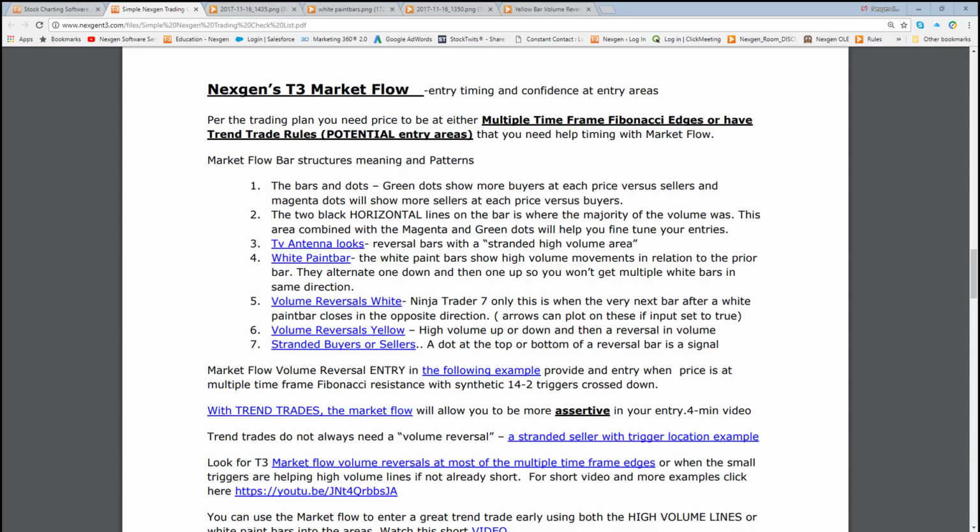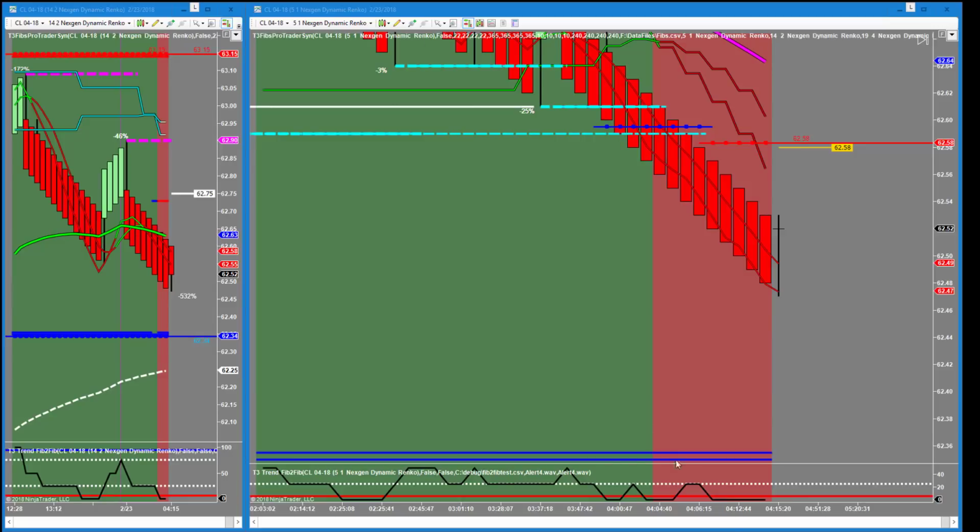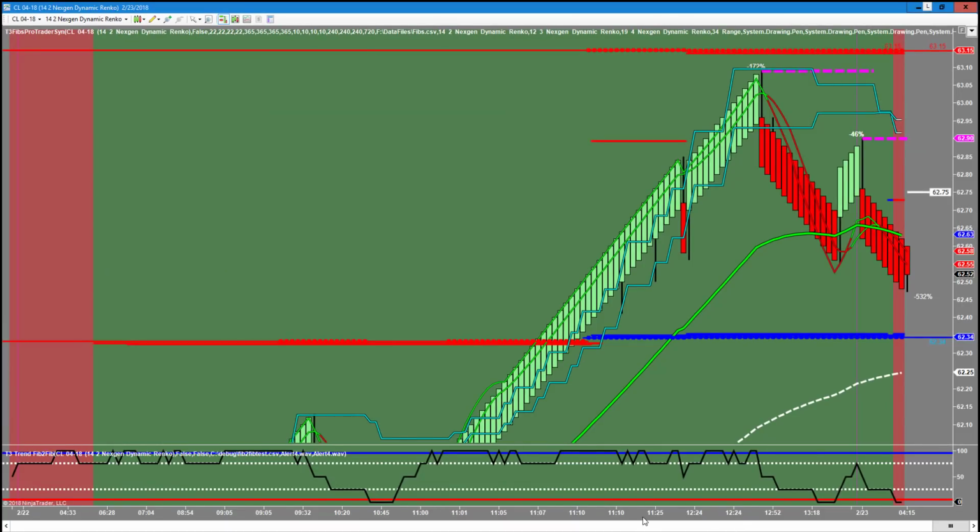And finally, the last indicator that you're going to see a lot of is our T3 market flow indicator. And the short version is this is part of our trading plan right here. The market flow indicator and the market flow automated entry helps you time your entries at areas. Again, I want you to keep in mind and I want you to understand the thought process.